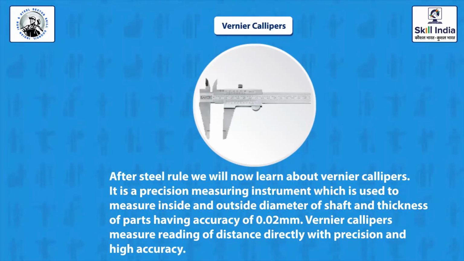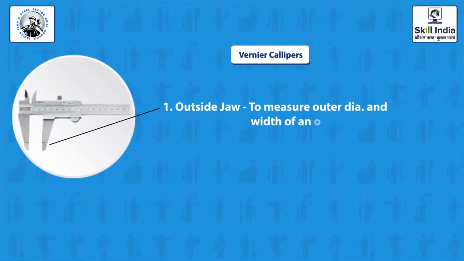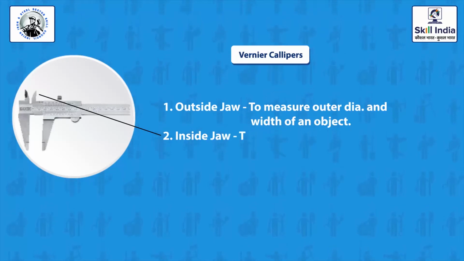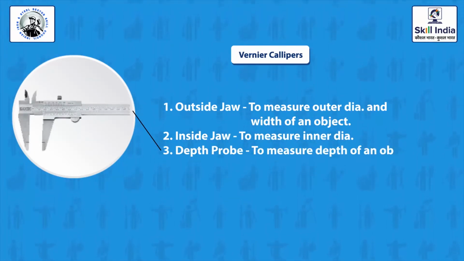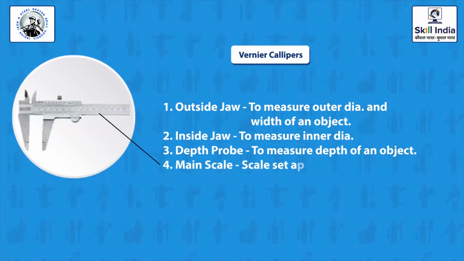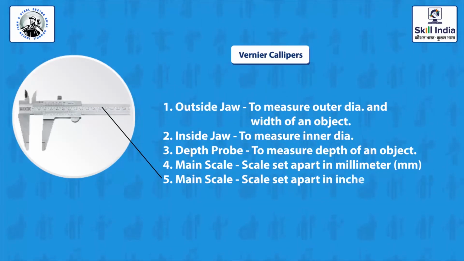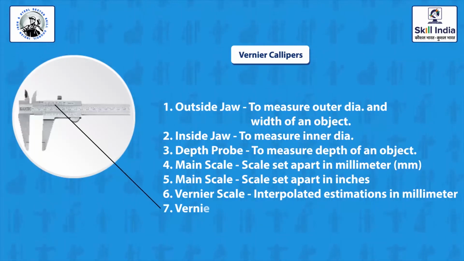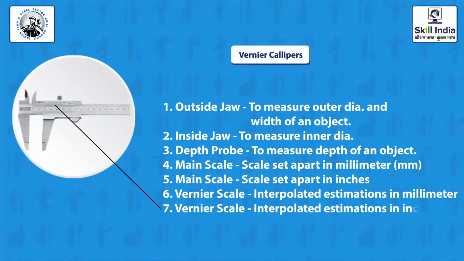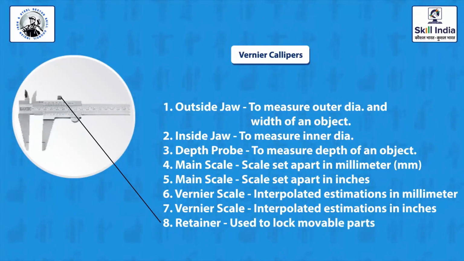Number 1. Outside jaw, to measure outer diameter and width of an object. Number 2. Inside jaw, to measure inner diameter. Number 3. Depth probe, to measure depth of an object. Number 4. Main scale, scale set apart in millimeter. Number 5. Main scale, scale set apart in inches. Number 6. Vernier scale, interpolated estimation in millimeter. Number 7. Vernier scale, interpolated estimations in inches. Number 8. Retainer, used to lock movable parts.